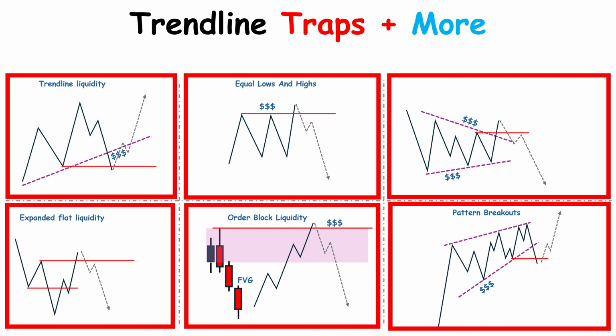Example 4, expanded flat correction. This is one of my personal favorites. Here, we see price break both the low and the high. It creates confusion. Looks like a breakout in both directions. But this is actually an expanded flat correction. It's a smart money structure. And when you understand it, you can use Fibonacci extensions to predict the exact reversal zone.